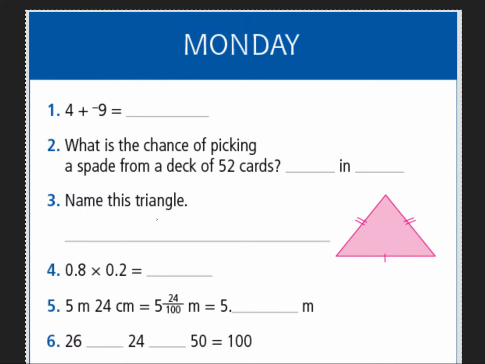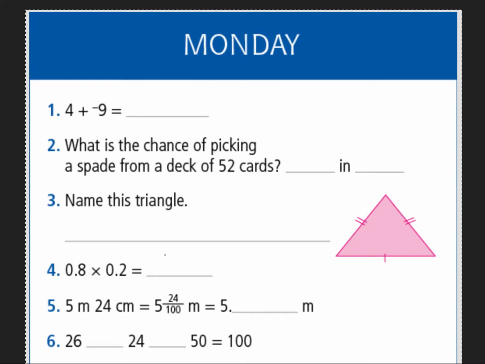Question 3, we have to name this triangle. Now there's a couple of things on this triangle that tell us what it is. There's 2 little lines here and 2 little lines here, and that tells us that this line and this line are the same length. Now, if all the sides were a different length, it would be a scalene triangle. If all the sides are the same length, it's an equilateral triangle. And that only leaves one type of triangle and that's what this one is. It's where 2 sides are the same length. And I'm going to get you to have a look for that in the back of the book if you don't know it off the top of your head.